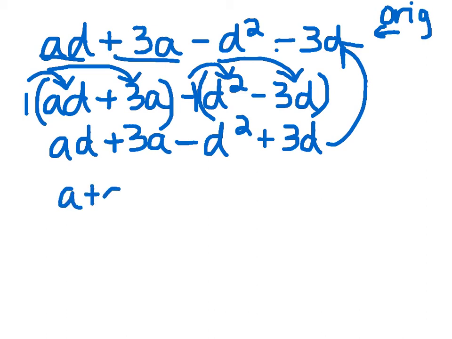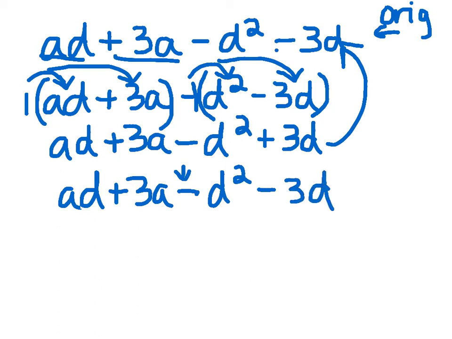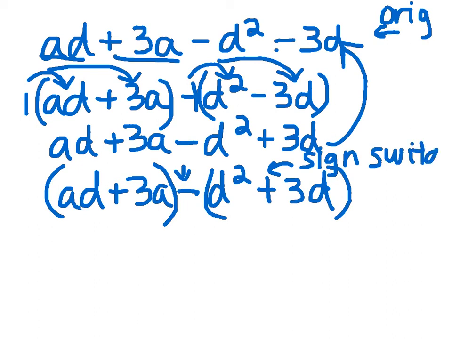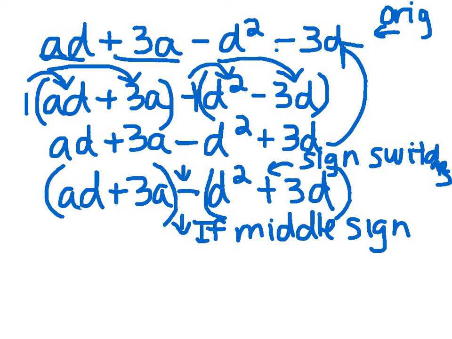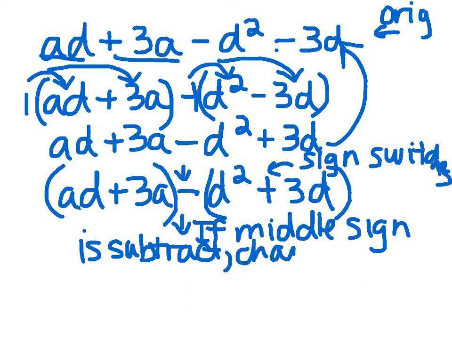So instead, if I start out with AD plus 3A minus, and that's the thing you got to pay attention to when that's a subtract. When I put the parentheses around it, if I don't want to change the value, I need to change the second sign over here. This sign switches. Okay? So these are the ones you're looking for. If the middle sign is subtract, you have to change the last sign to its opposite.